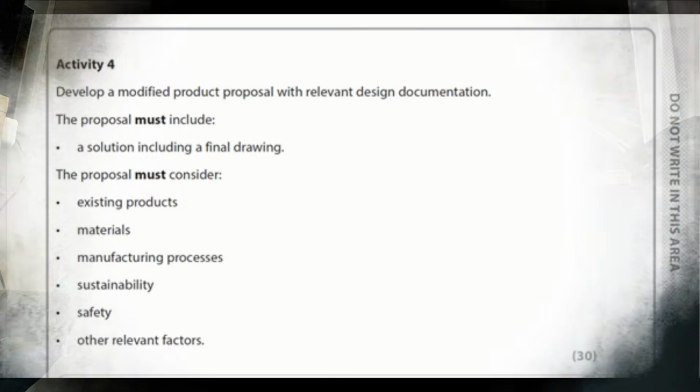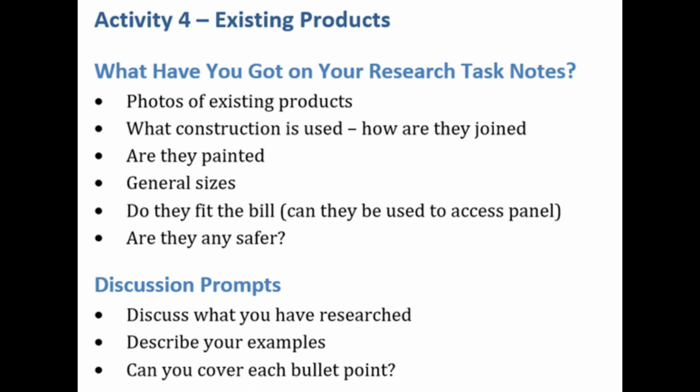Moving on to the bullet points for activity 4, existing products, as you can see here. What I'm going to do here is bring you back to your research notes. Photos of existing products. I hope you got those in your research notes. What constructions used, how they joined, are they painted, the general sizes, do they fit the bill, and can they be used to access the panel for this scenario?